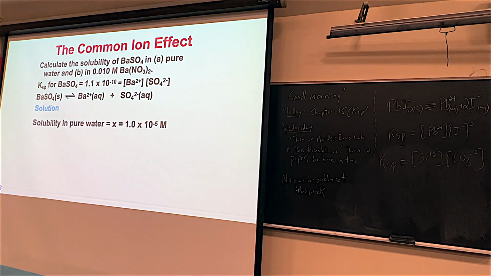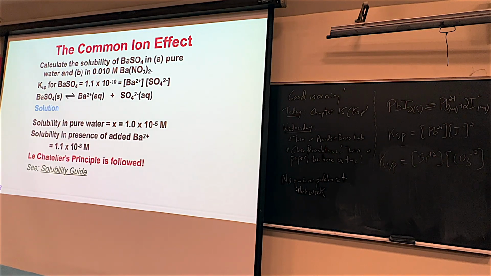So summing all of this up, in pure water, solubility was 10 to the minus 5. In the barium, it was 10 to the minus 8. So adding barium lowered the solubility. It made barium sulfate even less soluble. You're going to see more solid running around. And going through the ICE table, even with the approximations, shows that Le Chatelier's principle is still being followed, even all this time.